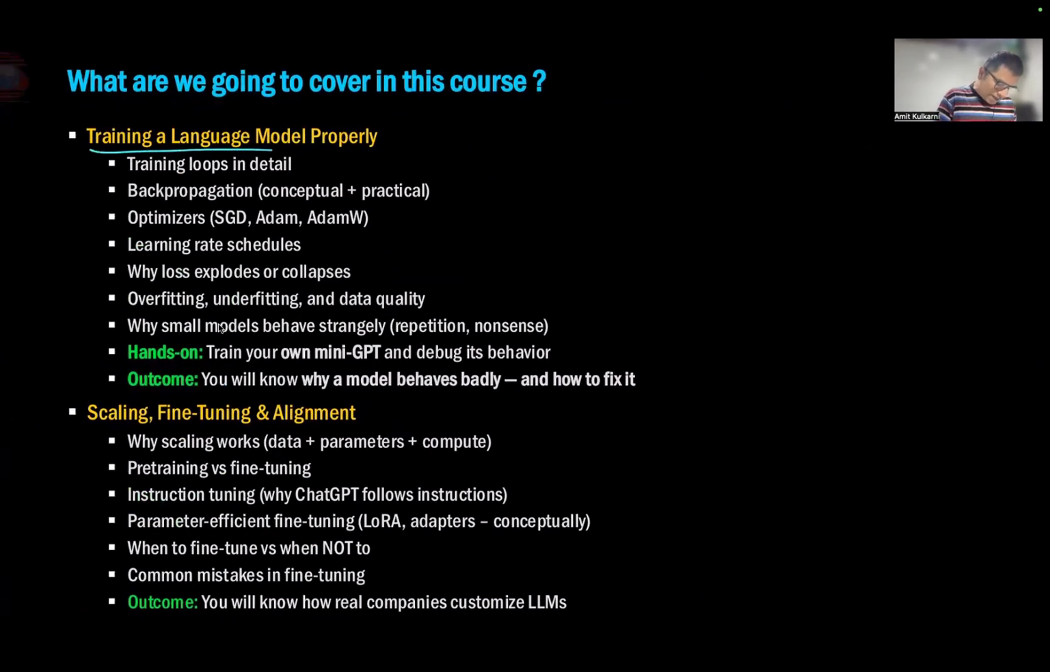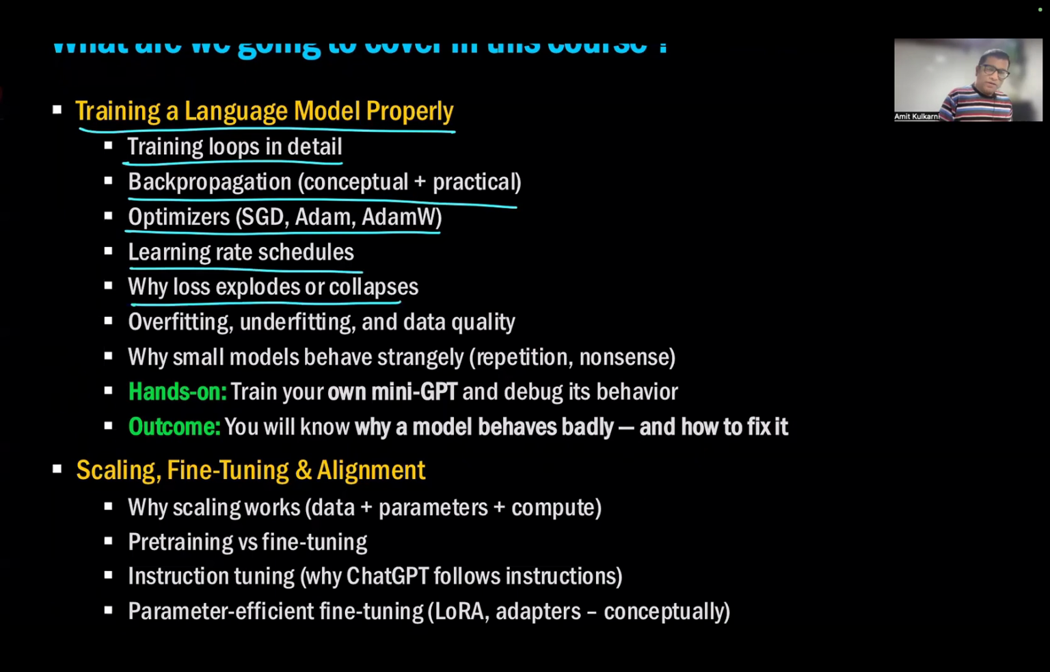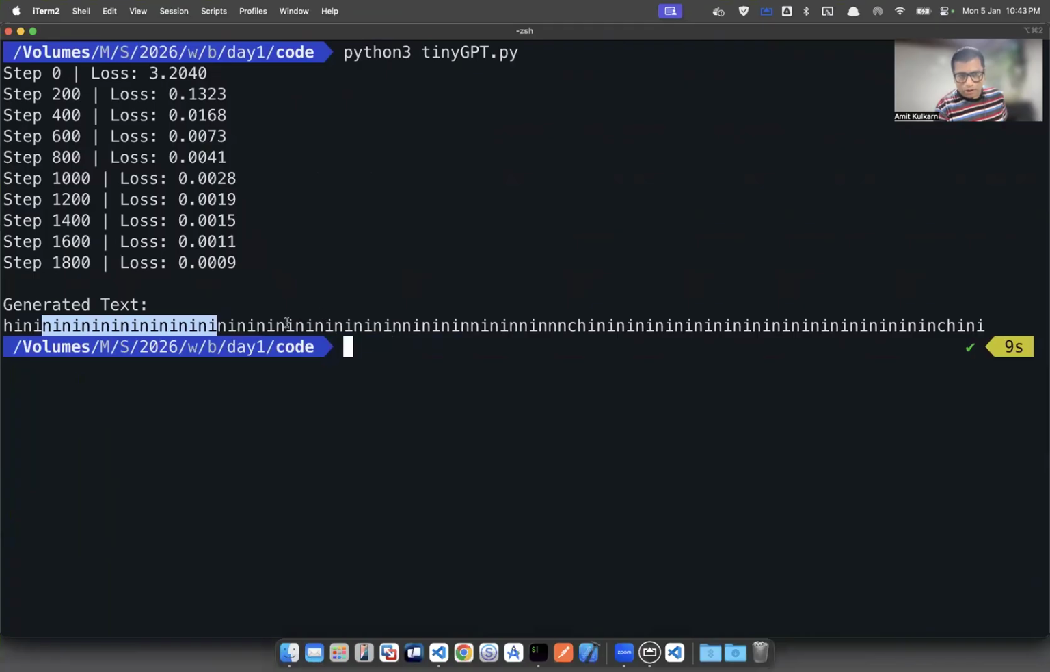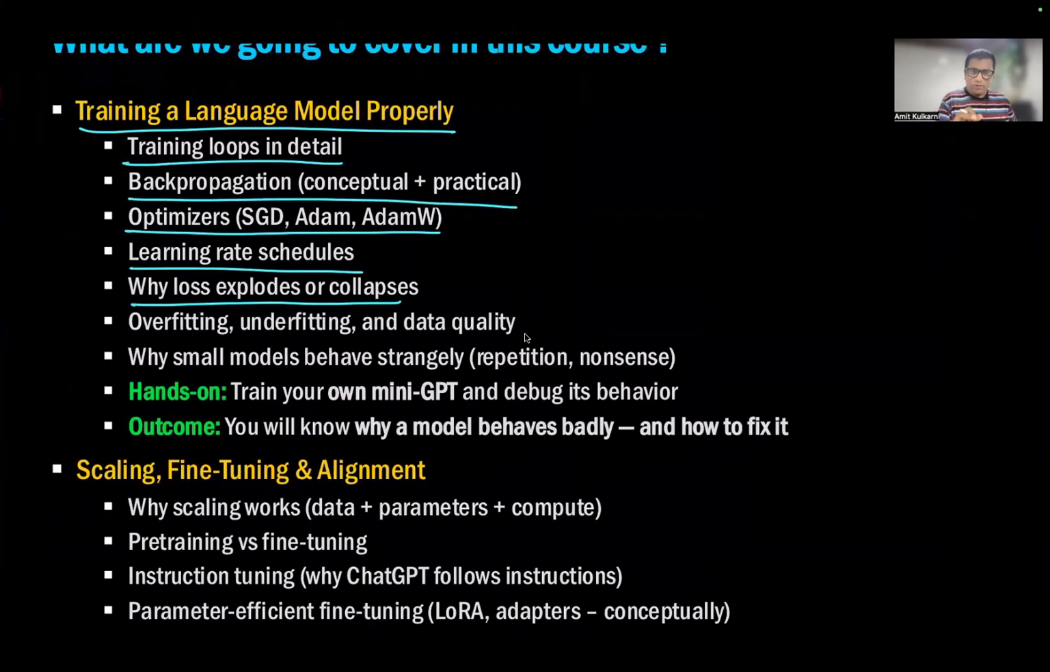Next part, training a large language model properly. Once we understand a transformer, we are going to go for creating that class I mentioned, Dream LLM. So the training loop in detail, and backpropagation with actual implementation of it. We want to go for optimizations like stochastic gradient descent or something like Adam or AdamW. There are many others. Learning rate, why loss explodes or collapses. This is the problem here. My loss collapses, and that's the reason why it started repeating the patterns. More on that later. How do I solve the problem?